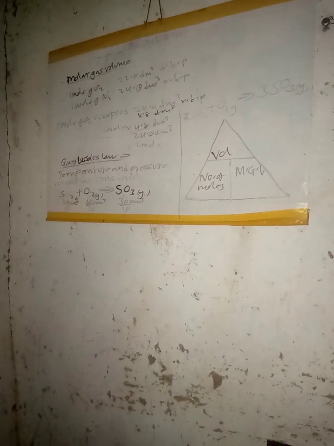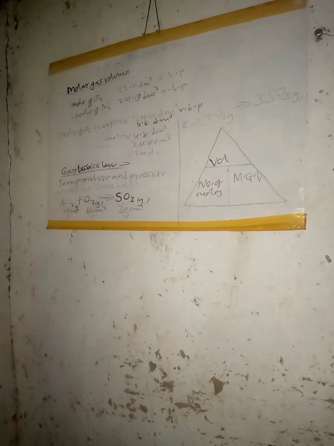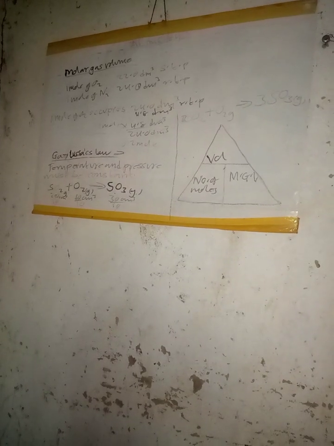So let's look at another example. What volume of hydrogen gas is obtained when 0.24 grams of magnesium reacts with excess dilute hydrochloric acid? So here what you need to do is to first write the equation.